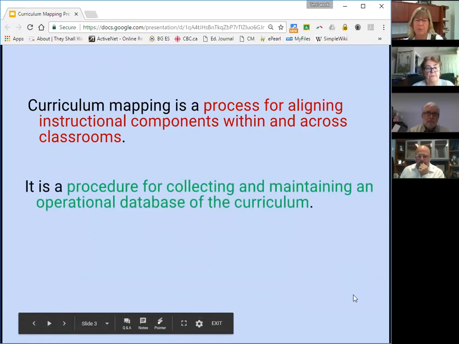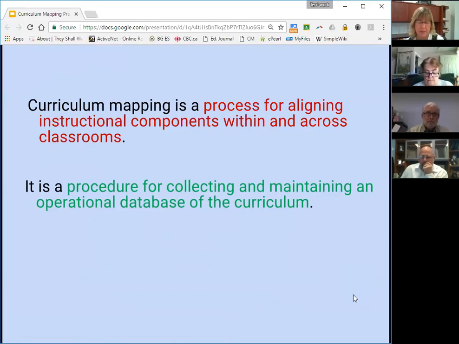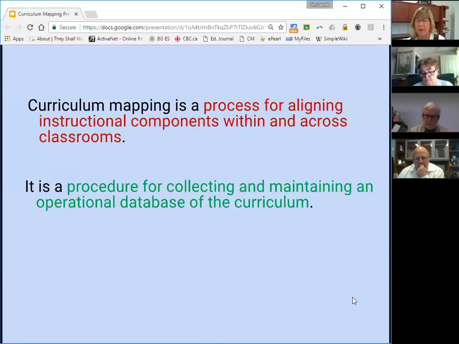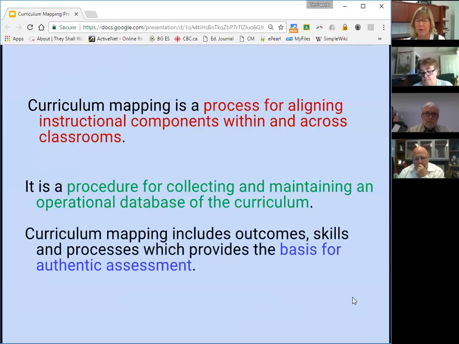Curriculum mapping also is really a procedure. It's less of a thing and more of a procedure that allows us to keep that operational database of what we're doing with curriculum. And by curriculum, I have used intentionally the small c curriculum. So we're talking about learning outcomes, learning and teaching resources, and assessments, and how they all collectively interplay to bring a curriculum to life in the classroom.